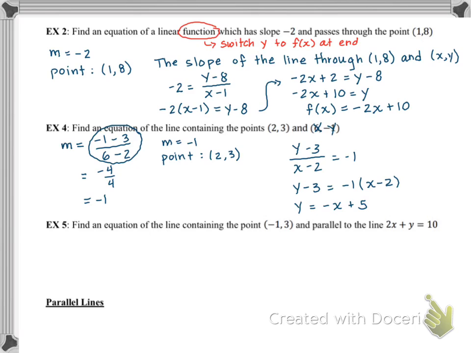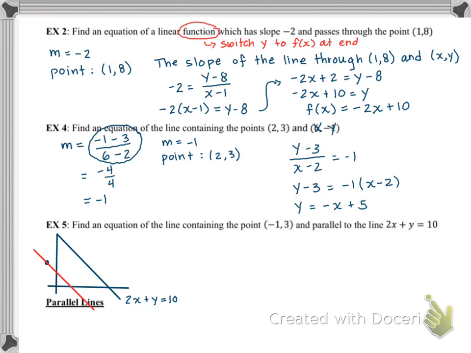So the situation we're in here is, we're told that there's this line that has the equation 2x plus y equals 10. And then we're given this point -1, 3 that's over here somewhere. And our goal is to come up with the equation of that line. So the line that's parallel to the first, but passes through that point that we're given.